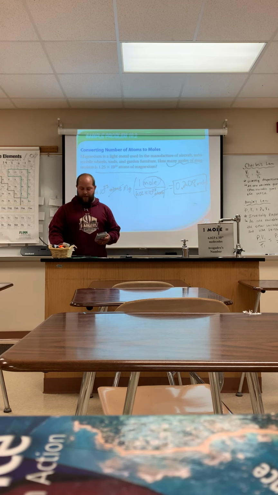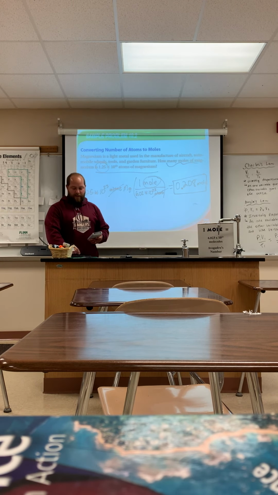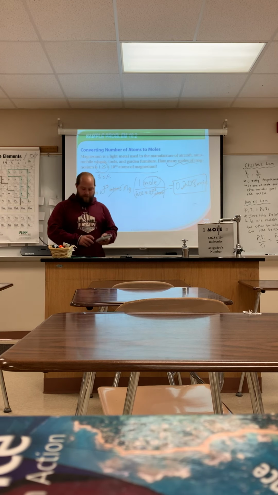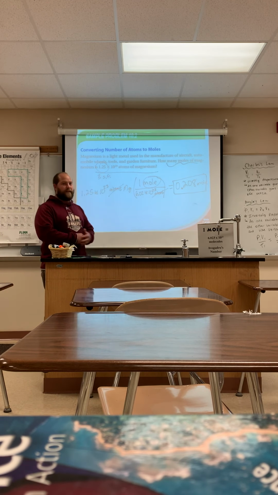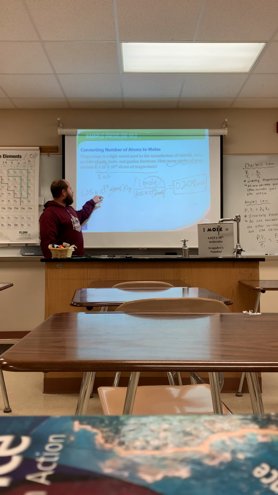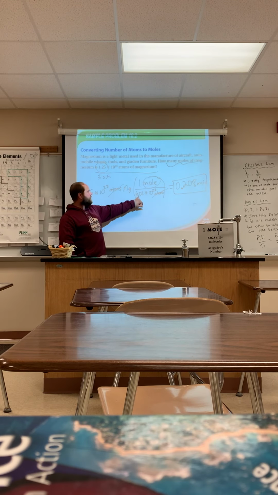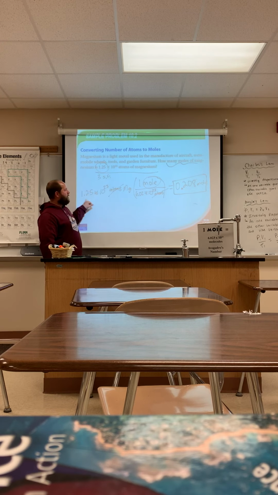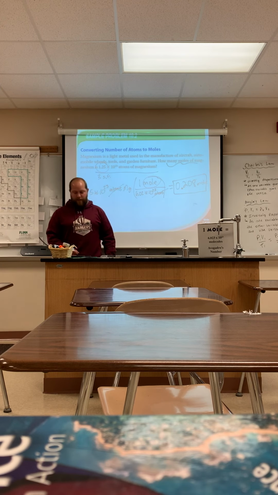When you're doing your homework on Schoology, you also need to take sig figs into consideration, because this value has 3 sig figs. Our answer in the end should have 3 sig figs, which would be 0.208. If you look at it logically, it makes sense. You have 1.25 times 10 to the 23rd atoms, but 1 mole is 6.02 times 10 to the 23rd atoms. So we don't have enough for a full mole. We have a partial mole, and if you do the math, we have 0.208 moles.